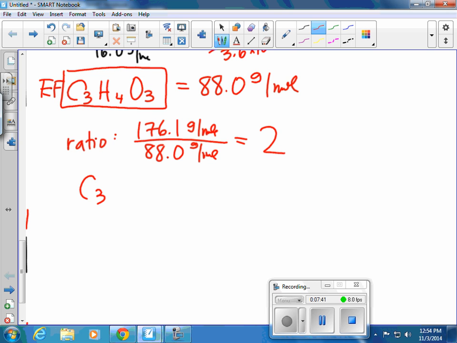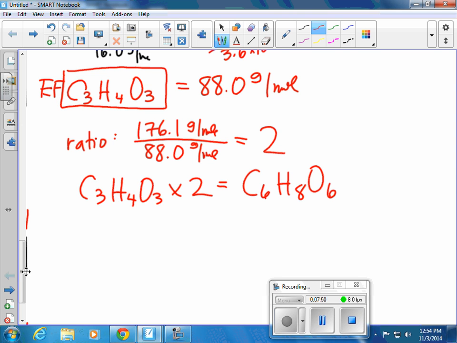So it would be C3H4O3 times 2, which is going to give you C6H8O6, which is going to equal my molecular formula.